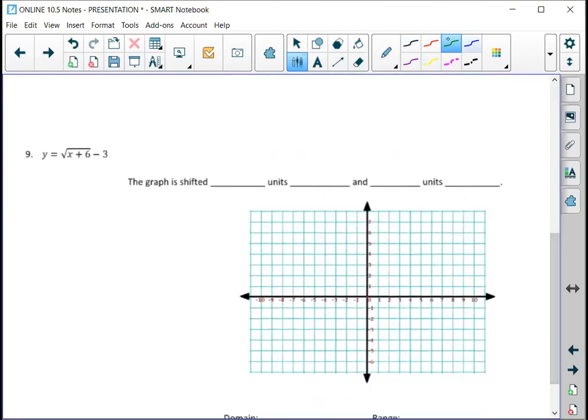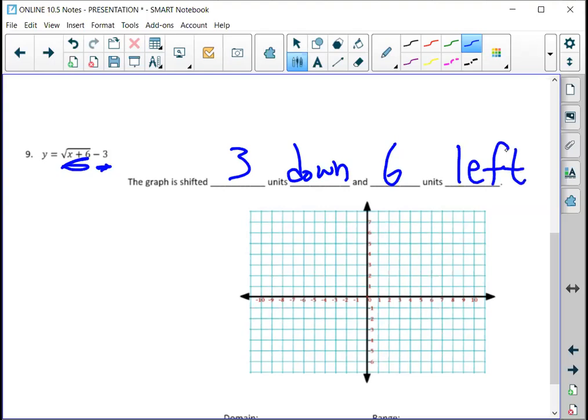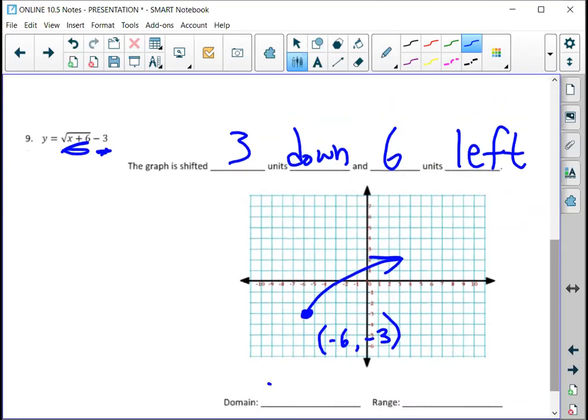And again, these are all generally the same type of thing. We have a -3 on the outside, so it's going to be shifted 3 units down. And we have a +6 on the inside, so that's going to be 6 units to the left. If it's plus, it's moving to the left on the inside. So we're going to go down 3 and then to the left 6 and put our starting point there. Draw that general shape. The ordered pair for that starting point is -6, -3. So we're going to use those to write our domain and range. Domain is x is greater than or equal to -6. Y is greater than or equal to -3. And that is all there is to this lesson.